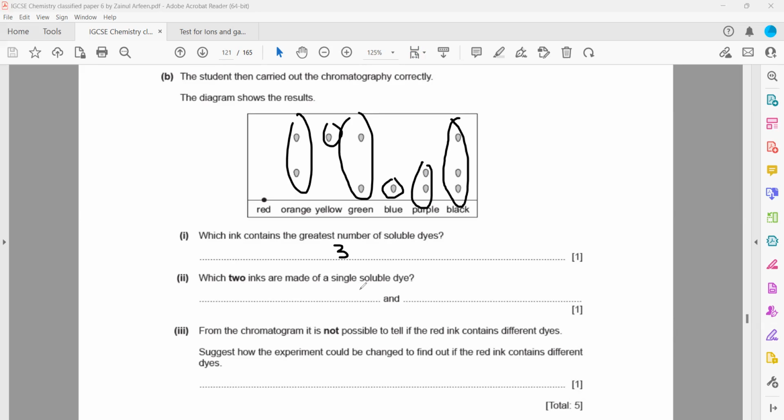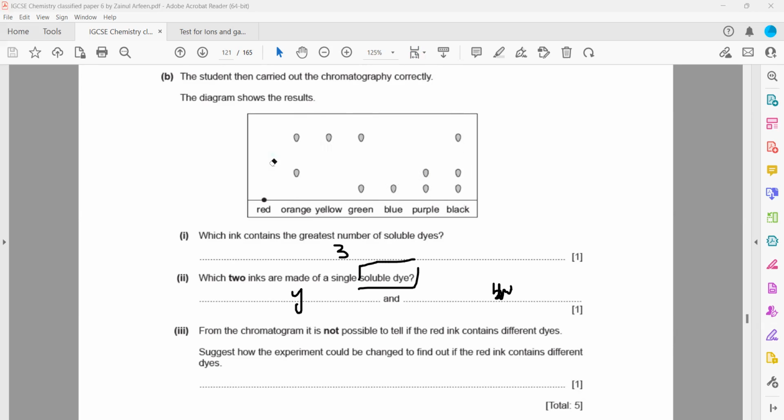Which two inks are made from a single soluble dye? Blue and yellow. A single soluble dye means it gives only 1 spot. So blue and yellow both give 1 spot.